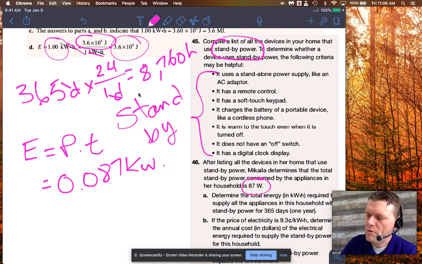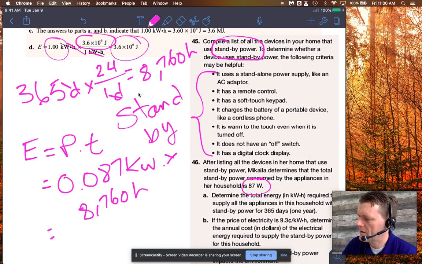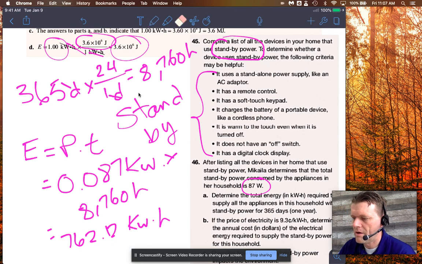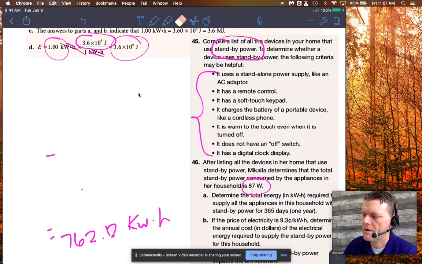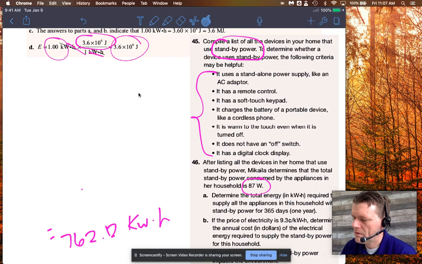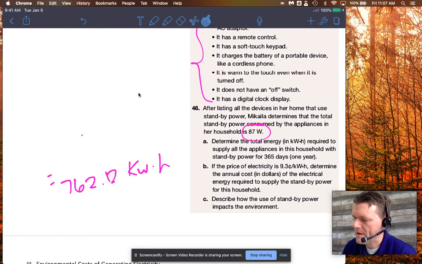Okay, so we need to take that 0.087 kilowatts and times that by 8,760 hours. Okay, and lo and behold, that gives us 762.12 kilowatt hours. Okay, now I'm actually going to clear some of that off so we have some room. All right, so there's our answer, you can go back to that if you need, just back up the video. So now that is the total energy for 1 year. Now the price.